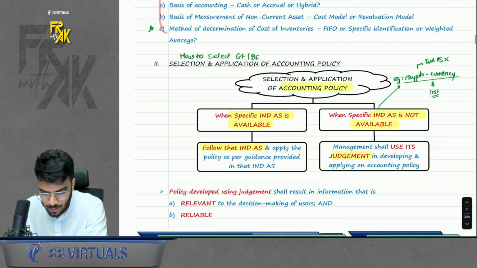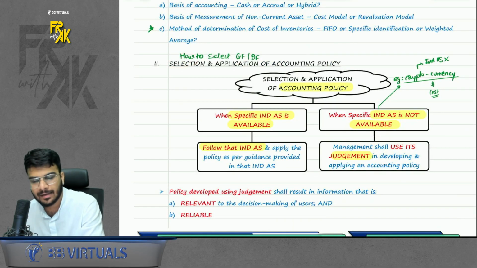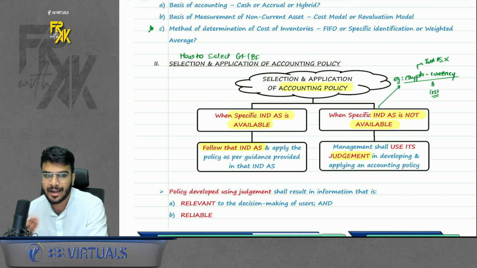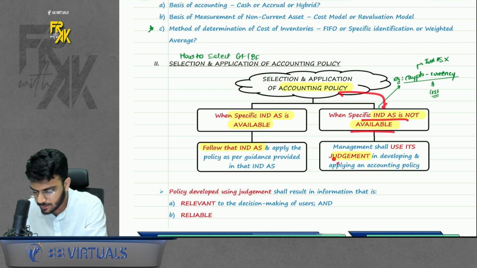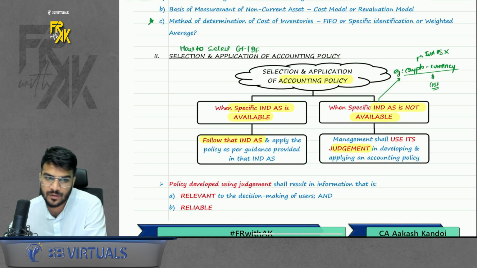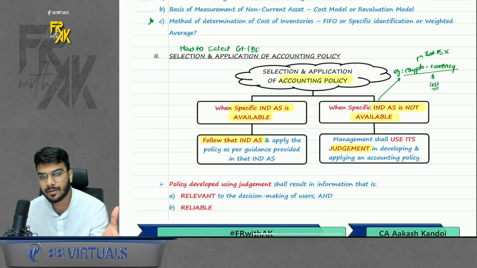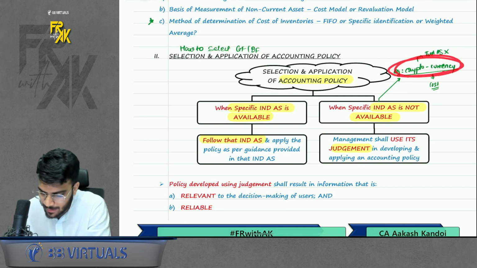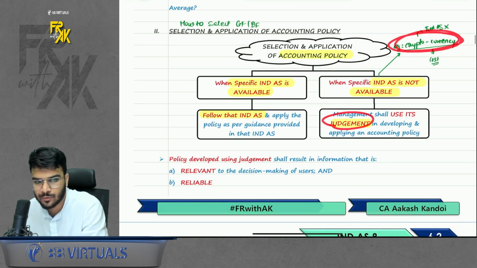Next point. For each transaction, how do we select and apply the accounting policy? So first we will take guidance of Ind AS. If a specific Ind AS is available for that policy, follow the Ind AS. If Ind AS is not available, then you will use judgment. For example, what is a transaction where there is no Ind AS available? Do you remember we discussed cryptocurrency? There is no Ind AS as of now on this, right? So for this particular transaction, management will use judgment on which policy to follow.